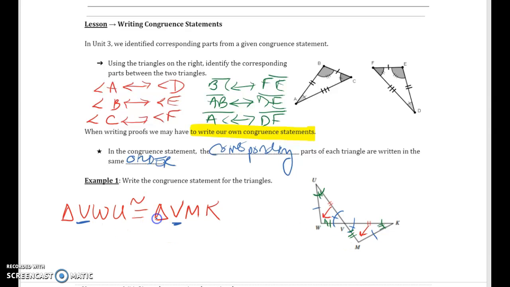So V and V correspond. U and K correspond. W and M correspond, and those are written in the appropriate order. So in the next example, try this on your own.